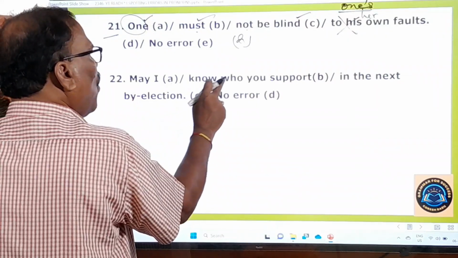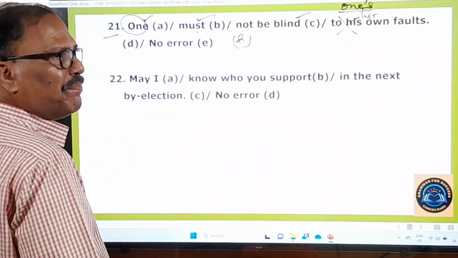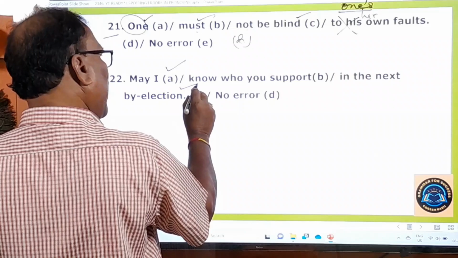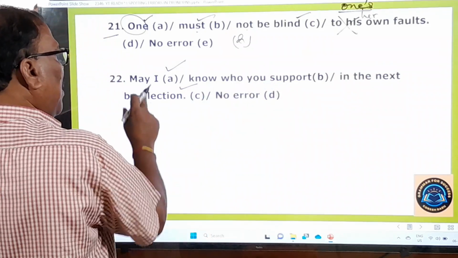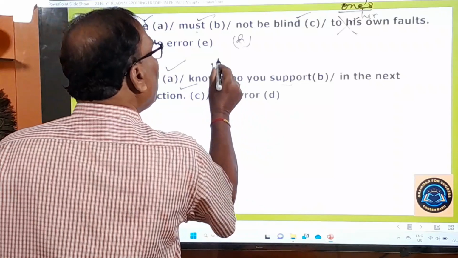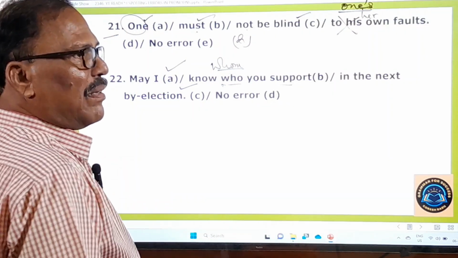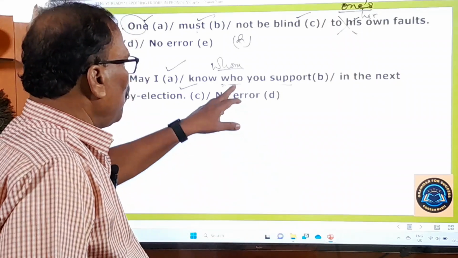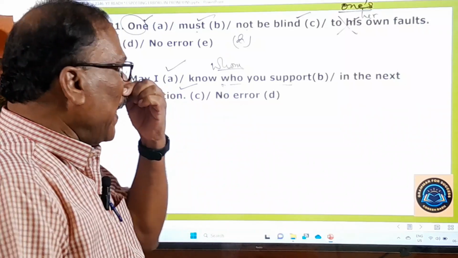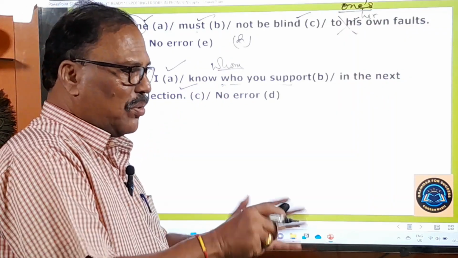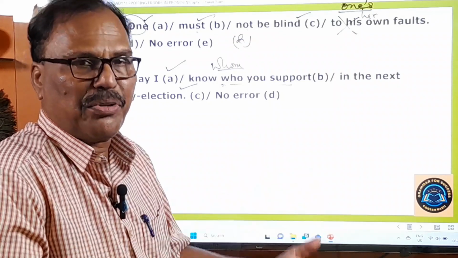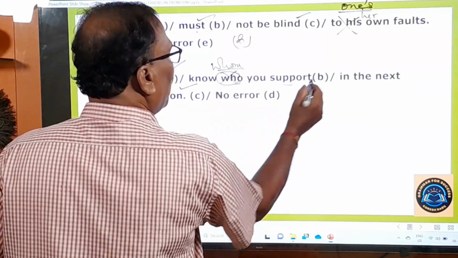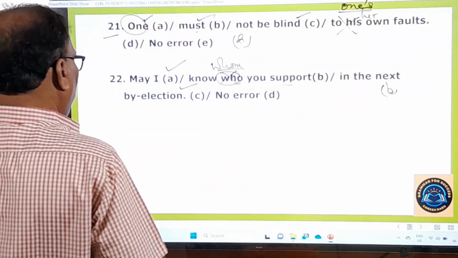May I know who you support in the next by-election? May I know, okay, this part is okay. In the next by-election, okay. But in the second part, B part, there is a mistake. May I know who you support is not right. Whom you support. Where whom is to be used in the examination, the test giver will use who. Where who is to be used, there the test giver will give you whom. Like that, he will give a wrong thing and he will try to confuse you. Who you support is not the right one. Whom you support. Therefore, this B part is the answer.